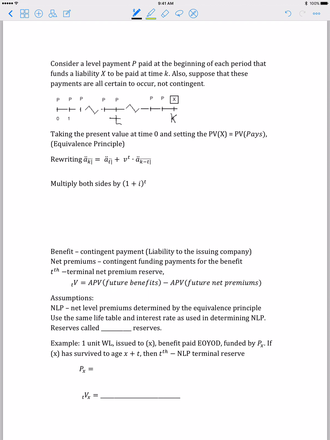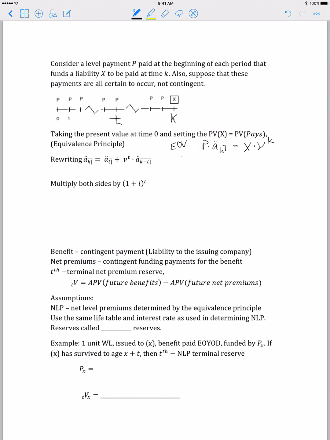Okay, so how do we determine in that case what the payments P are that will fund the liability? One thing we can do is write down the equation of value from financial math, and the equation of value is that the present value of the liability equals the present value of the payments. So the present value of the payments is just an annuity due for K periods times P. And that's equal to the present value of the liability. The present value of the liability is X times v to the K. So that's our equation of value from financial math.